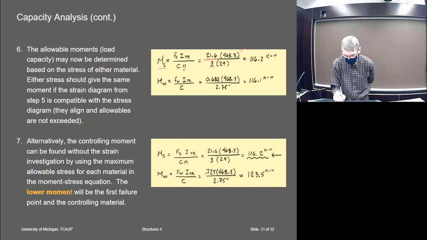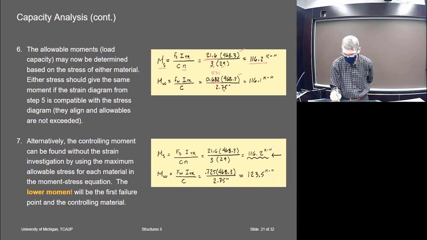Right. And the N value, the modular ratio, is 29. So that gives me a stress of, that gives me a moment capacity of 116. If you did it for the wood, you should get exactly the same number. Now I've got the wood, the stress in the wood that I calculated was a little bit below its capacity, in KSI, but okay, that's what it was.